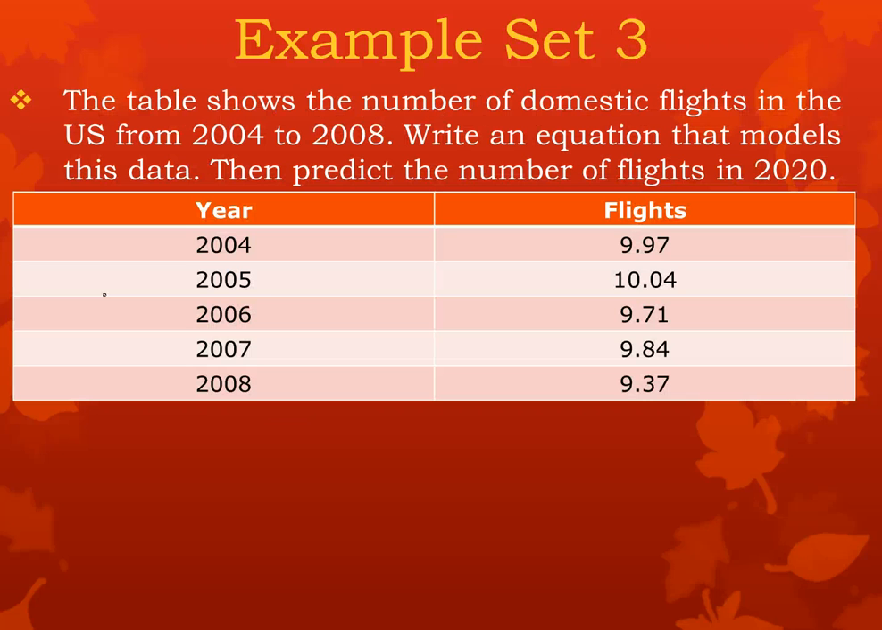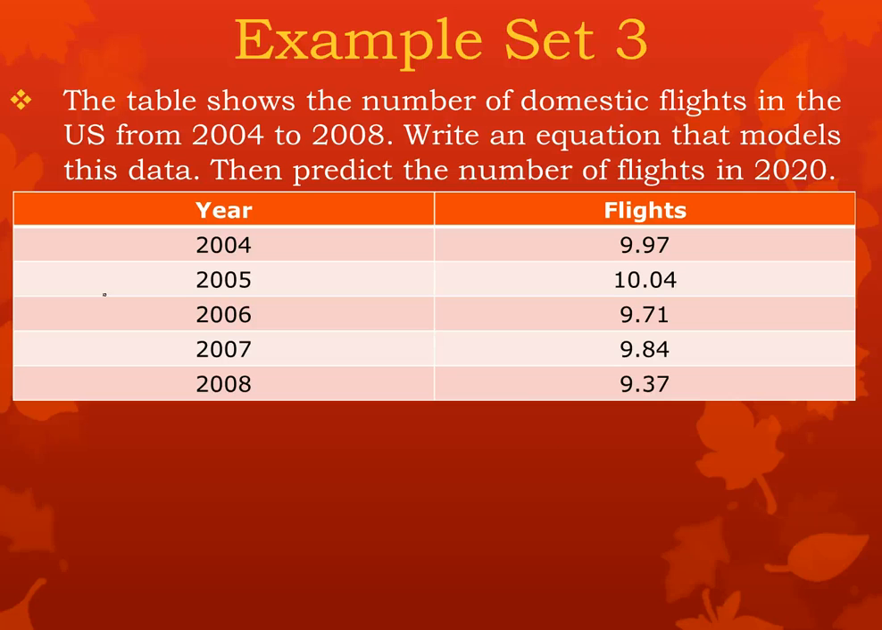Now, also in this chapter, we're going to be talking about writing equations of lines based off data tables. We're going to do a very basic example here. So we have this table that shows the number of domestic flights in the U.S. from 2004 to 2008. We want to write an equation that models this data and then predict the number of flights in 2020. Now, there are more powerful and more accurate ways to model this data. For right now, though, we're just going to assume it's a perfect linear relationship.